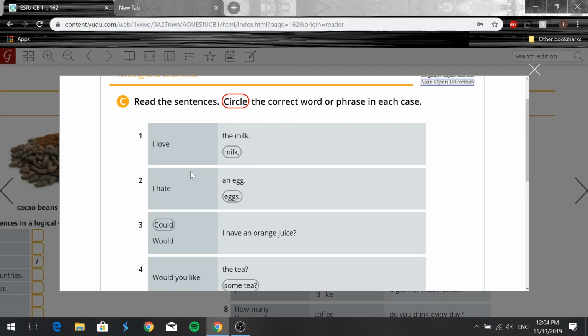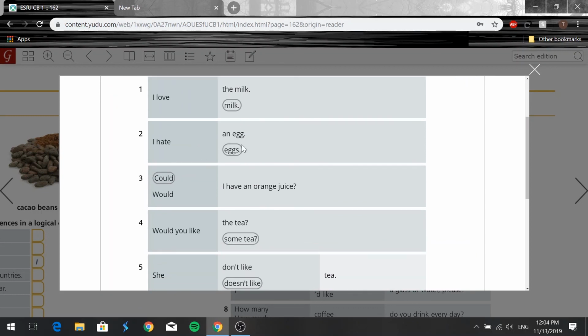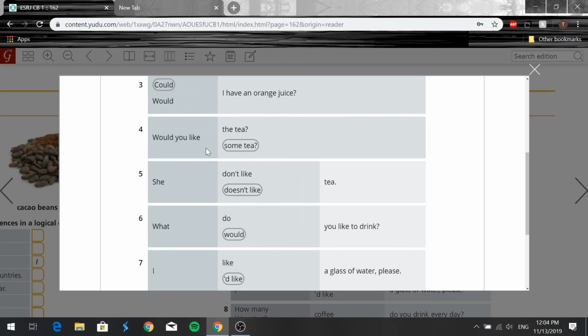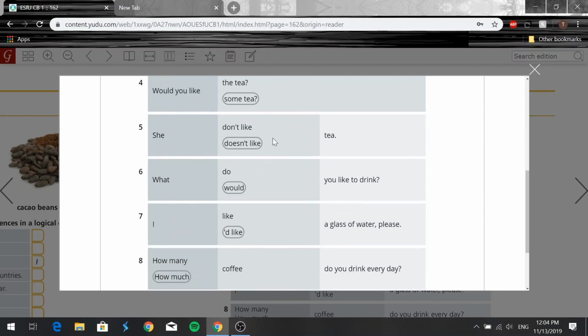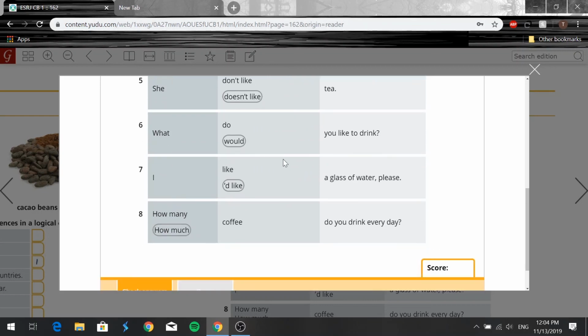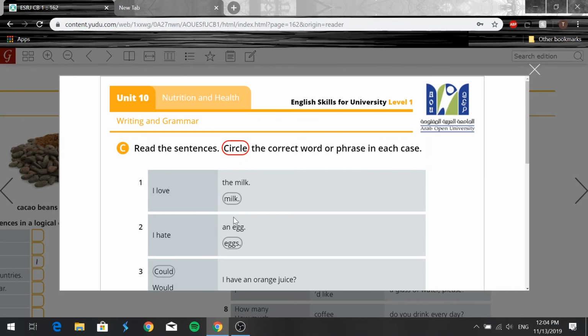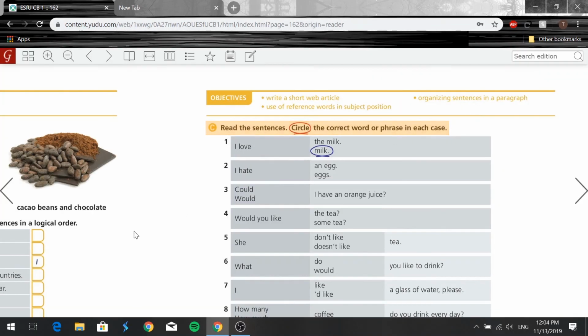Okay, so one more time. I love milk. I hate eggs. Could I have an orange juice? Would you like some tea? She doesn't like tea. What would you like to drink? I'd like a glass of water, please. How much coffee do you drink every day? Okay, now let's move on.